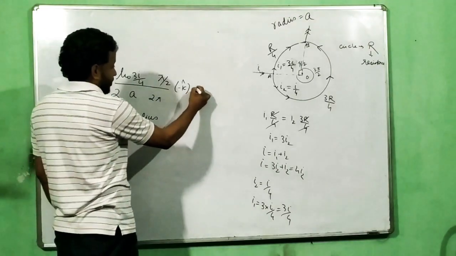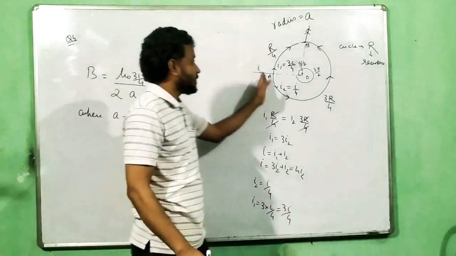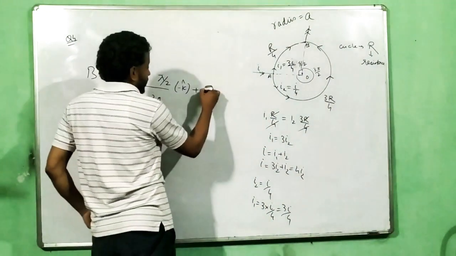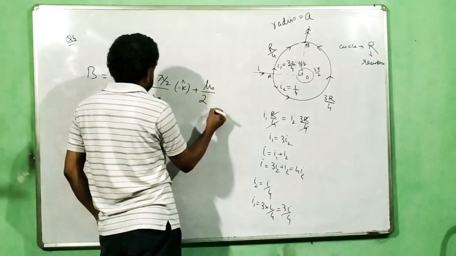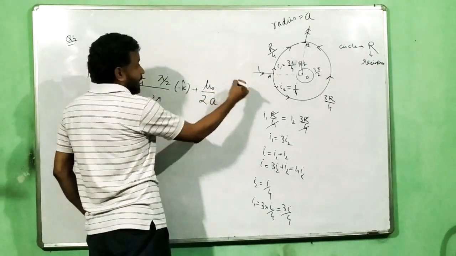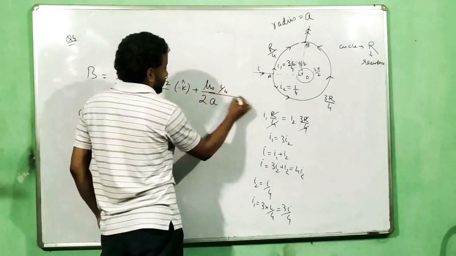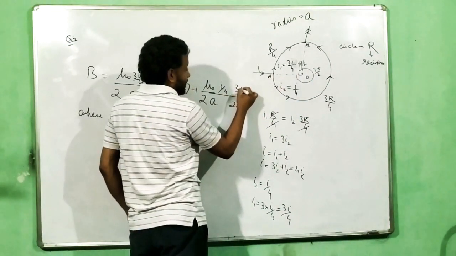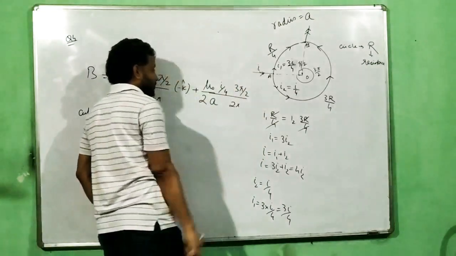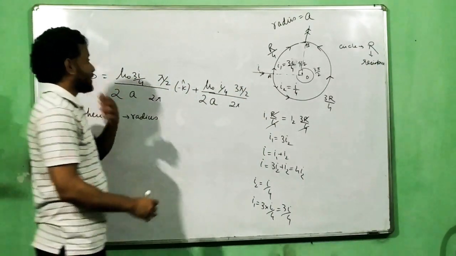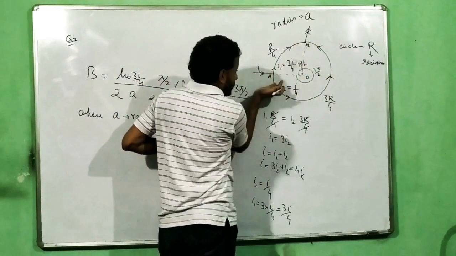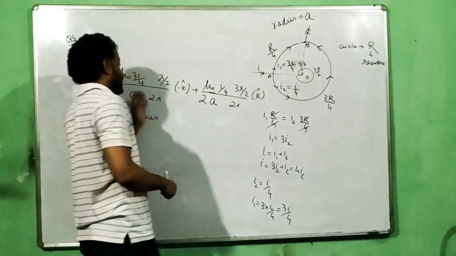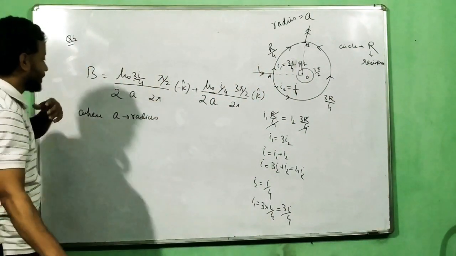Plus. Now I am going to find the field because of the 3/4 part. I have first found the 1/4, now I am going for the 3/4. For 3/4, mu naught by 2 is common, and the radius is also A. Current is I by 4, and then 2 pi. And what is the angle it makes? The angle it makes is 3 pi by 2. And what is the direction? The direction here will be plus k cap, anti-clockwise, plus k cap. This was clockwise, minus k cap.